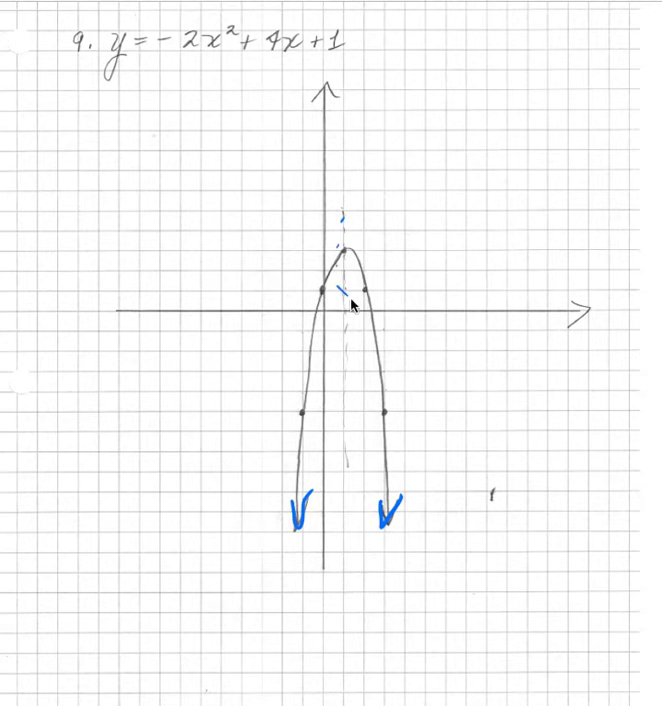Here's my axis of symmetry. I have that in kind of faint. And you can see, again, I'm equidistant from the axis of symmetry on each of these sides.